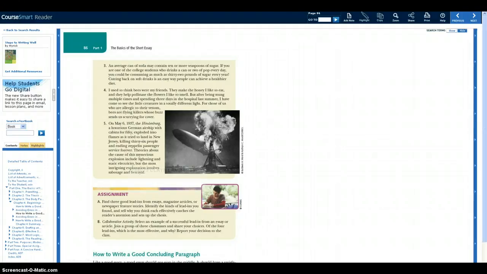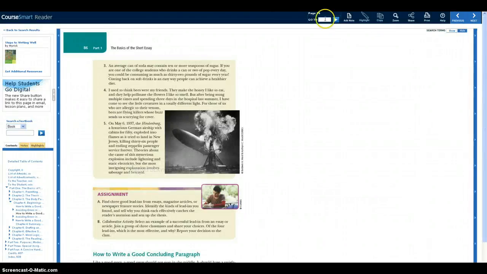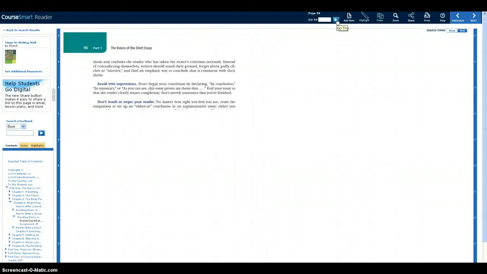There's 5 questions. Okay, we're also looking at page 90. Hold on just a second. Get this to work with me. Let the computer think about it for a second.